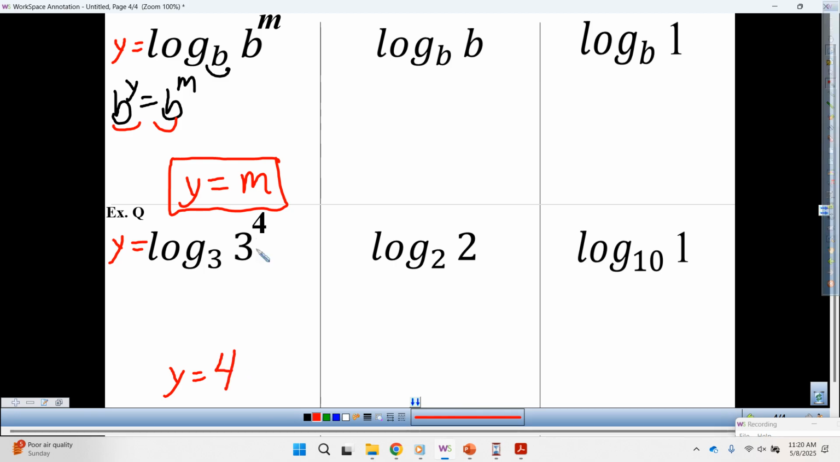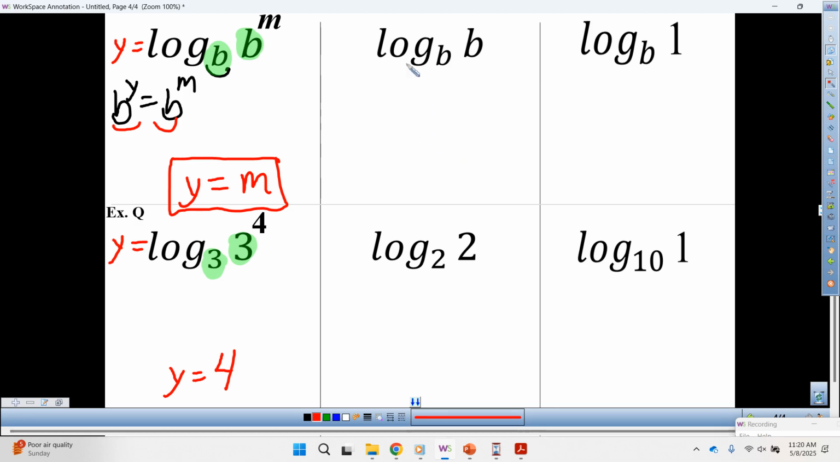4. That is correct. How did we know that? Well, I said, if the base of the given number and the base of the log are the same, the answer is the exponent on the given number. So let's see, are these the same? Yes. So what is the answer? The exponent on the given number. Y equals 4. Do I need to do all this? No. All right. Let's go to the next one.